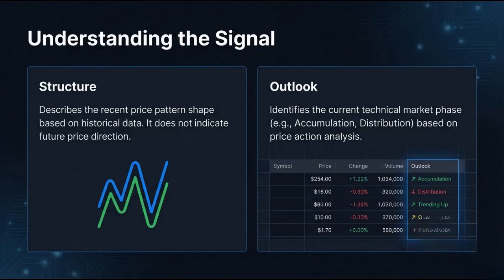Dive deep into our market intelligence. Structure analyzes historical patterns, while Outlook identifies technical phases like accumulation or distribution. Remember, all model-derived data is probability-based and hypothetical. Make informed decisions with StockVision AI.